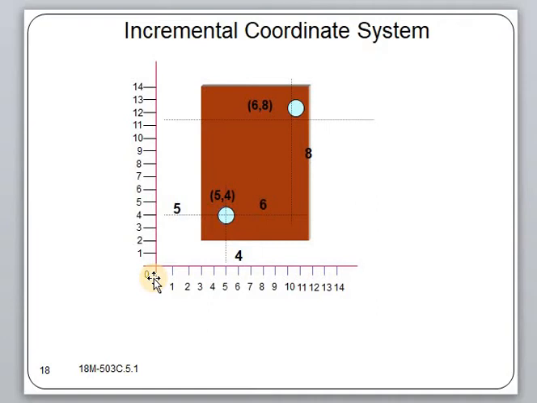So let me explain about the incremental positioning once again. In this, the next target position for the tool is given relative to the current tool position. For example, for point 5, 4, this is the origin, and for the next point 6, 8, this will act as the origin.